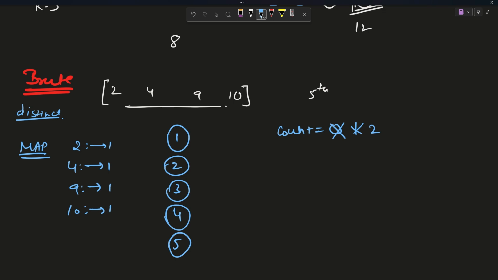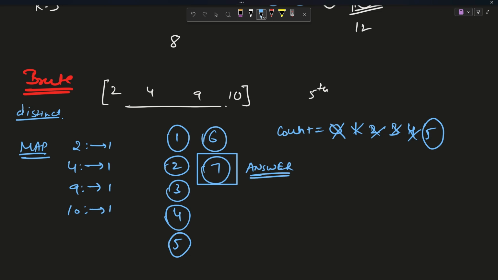Go to 5, 5 is not present, increment it. Go to 6, not present, increment it. 7, not present, increment it. Now count equals 5, that is the number in hand, that is, this 7 is actually the number we are looking for, that is our answer.